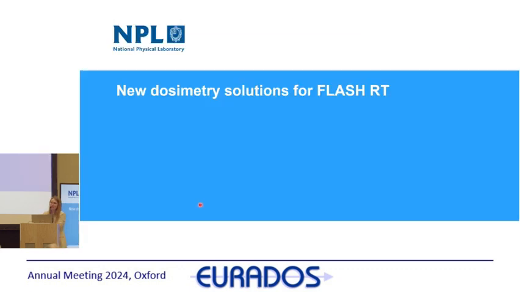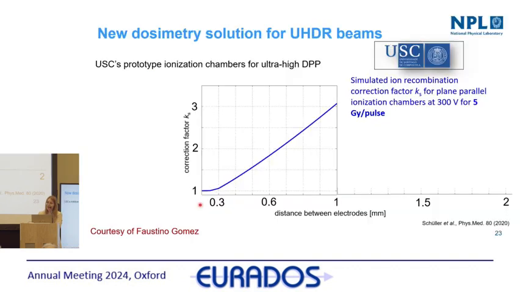So let's have a look now at the new dosimetry solutions that have been proposed for FLASH radiotherapy, starting with ionization chambers. This work has been done by my colleagues from the University of Santiago de Compostela, here explicitly by Faustino Gomez. Faustino started his initial investigations raising the question of how we could change the design of ionization chambers and make them still relevant for FLASH radiotherapy. He started with simulations of ion recombination. In this case, he carried out a simulation for a plane parallel ionization chamber operating at 300 volts and 5 gray per pulse.